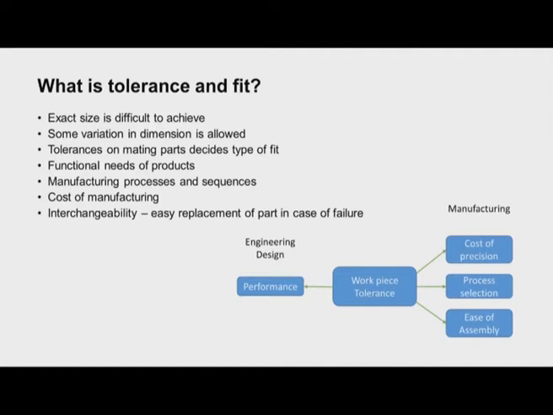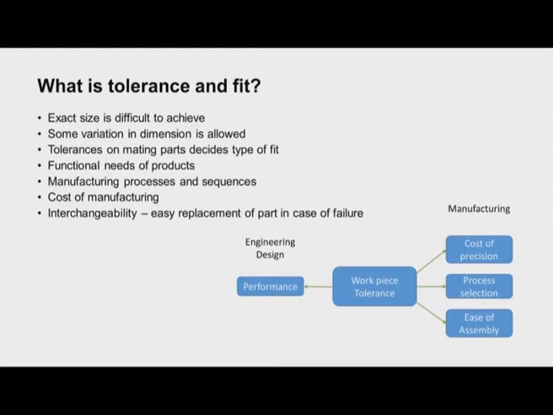Now, we know that it is always very difficult to produce parts to an exact size. When we try to produce parts to an exact size, we have to use more precise manufacturing processes like grinding, lapping or super finishing, and thereby the cost of the product will increase. So, we should always see the functional aspect and the manufacturing aspect of the product, and then fix what the allowable deviation is.